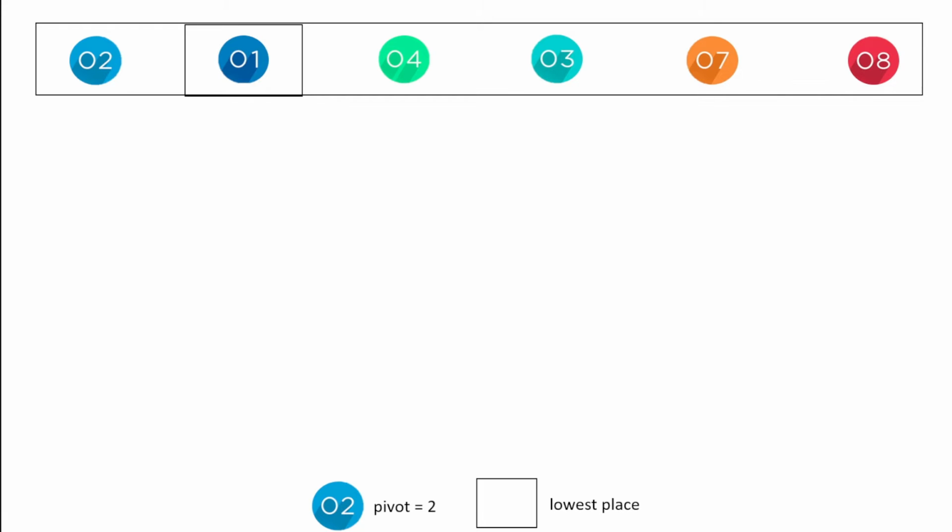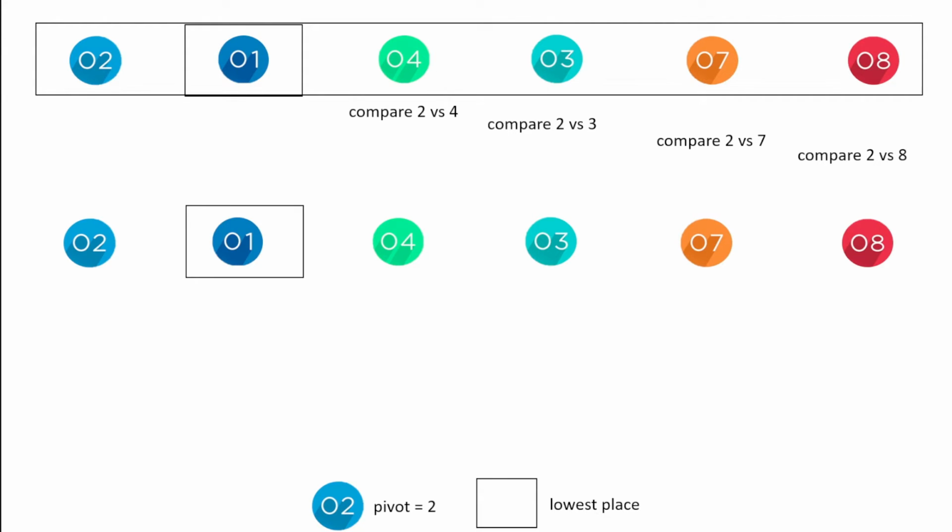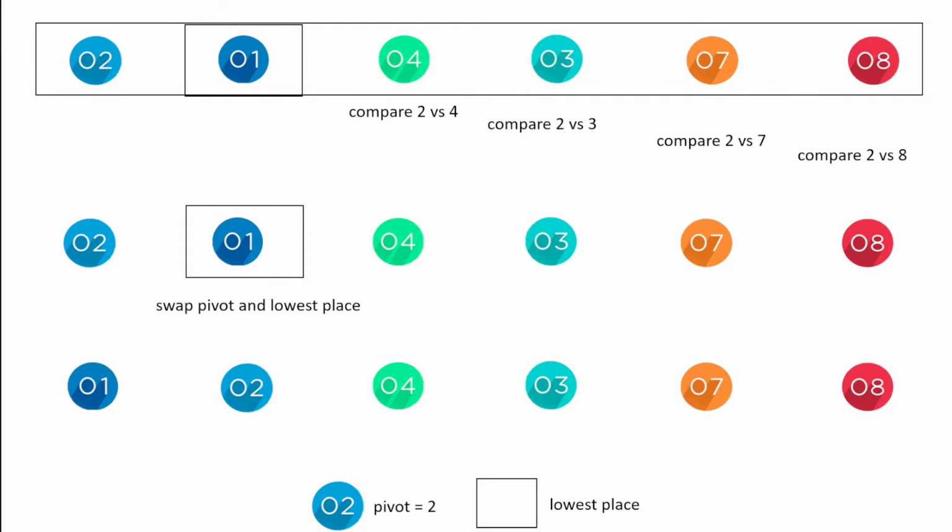Now we can do that on the left hand side and the right hand side. So in round 2, we're looking at position 0 to position 3, so basically in front of the 7. So in this example we compare the 2 and 4, the 2 and 3, the 2 and 7 and the 2 and 8. Well, that doesn't actually make any difference. So all we do in this case is we swap the pivot in the lowest place, the 2 and the 1. So we end up with the 1, 2, 4, 3, 7, 8 after this round.